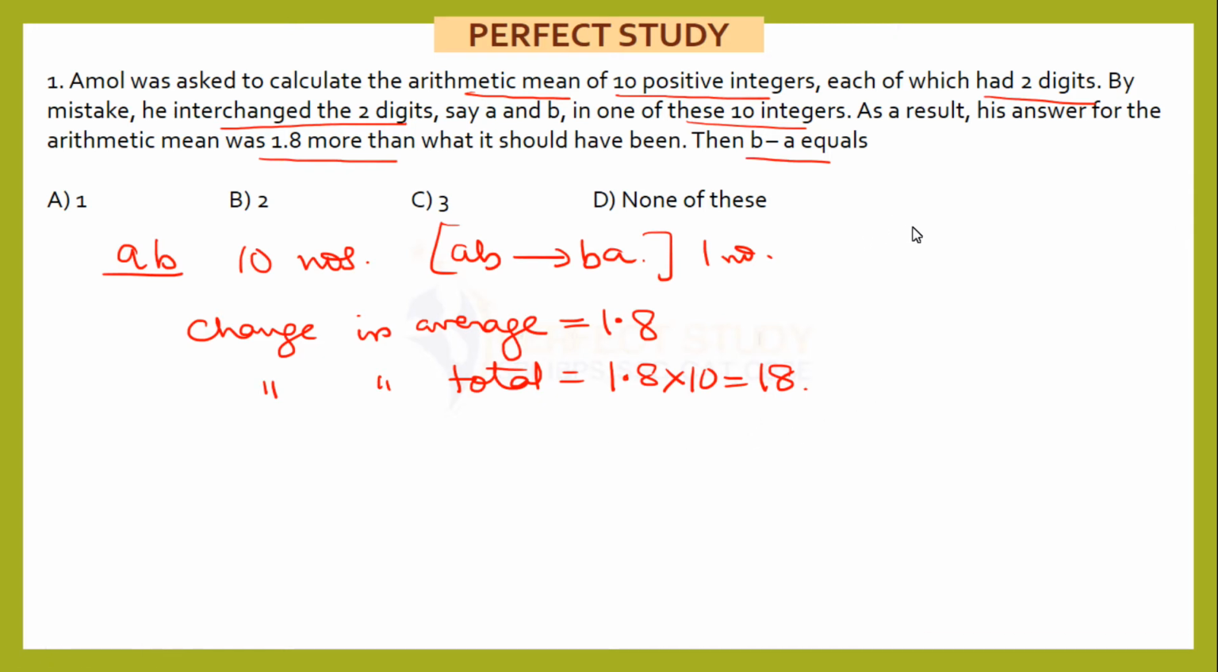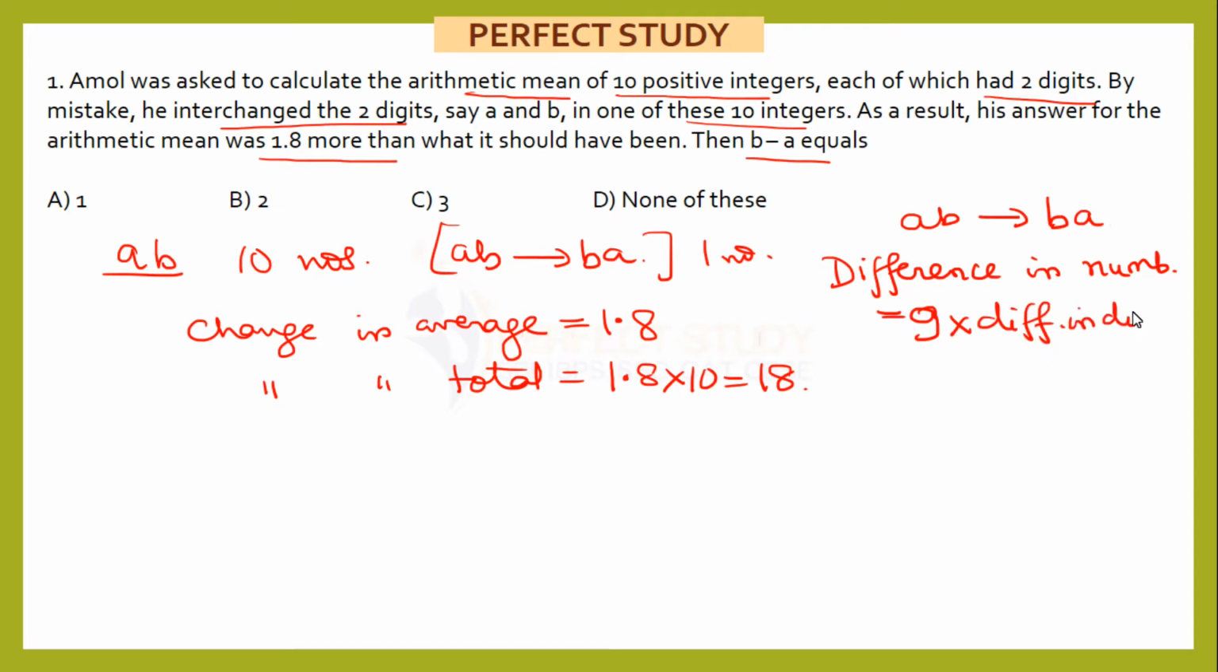Whenever we have a 2-digit number AB and we change it to BA, there is a difference in the number. The difference in the number will be equal to 9 multiplied by the difference in digits. What do I mean by this? For example, if the difference of A and B is 1, then the difference in the number will become 9 into 1, 9. For example, if you take 12 and reverse it, make it 21, the difference will be 9.